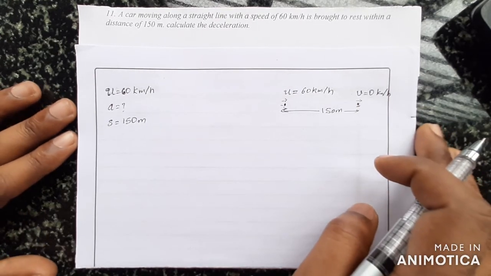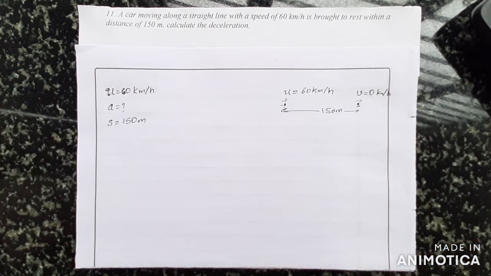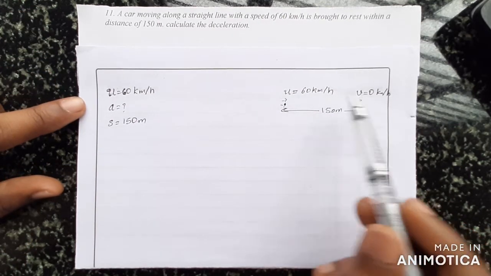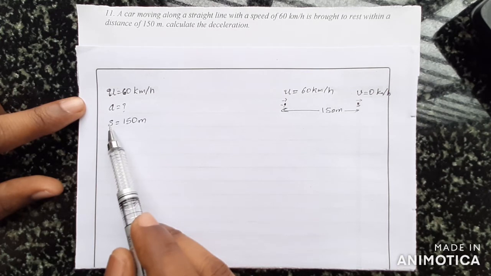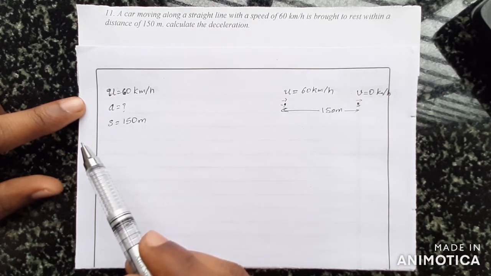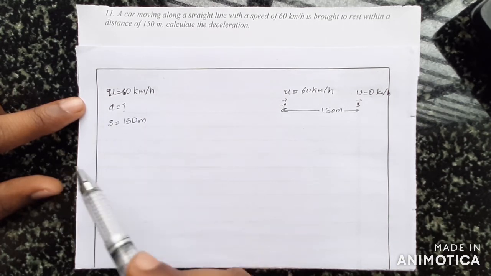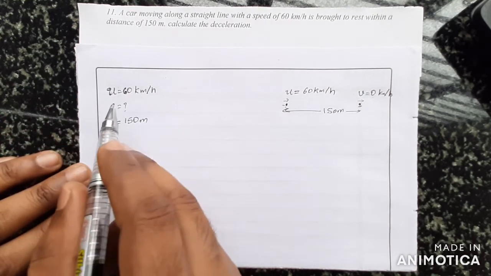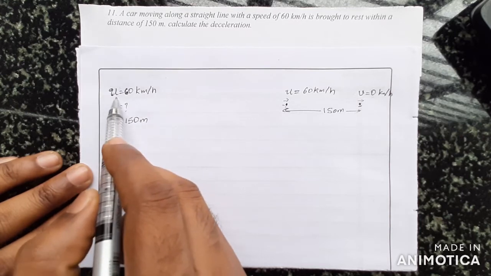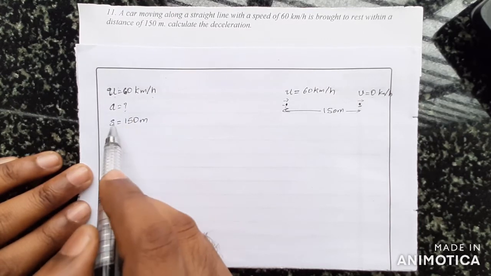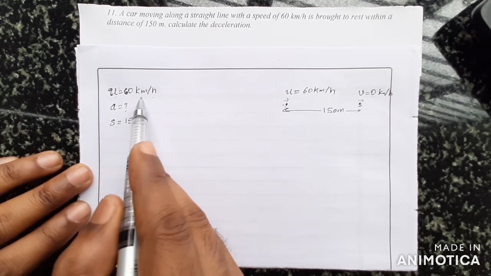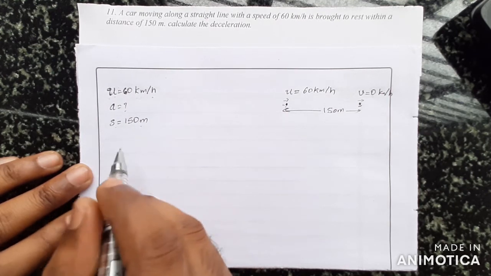So, the first equation of motion will not help us in calculating this, right, because we do not have an idea about time. So, we need a formula which will connect v, u, a and s, and the formula is v squared minus u squared is equal to 2as. Before that, as you can see here, velocity is in kilometer per hour, displacement is in meter. So, I need to convert this velocity from kilometer per hour to meter per second.